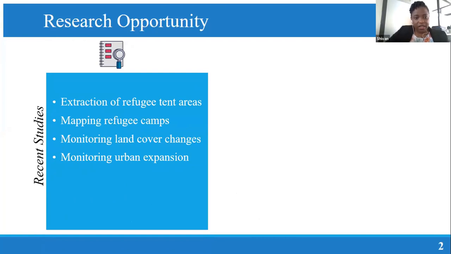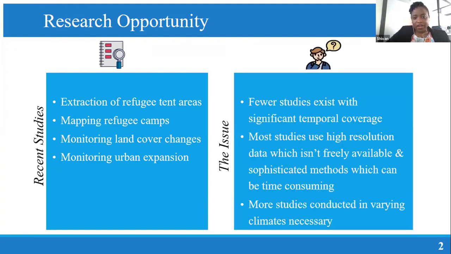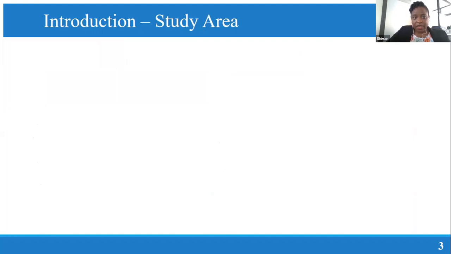From the recent studies, the areas that have been tackled include extraction of refugee tent areas using remote sensing, mapping refugee camps, monitoring land cover changes, monitoring urban expansion. And the area that we thought the research could tackle is based on these issues. One is that fewer studies exist with significant temporal coverage. And most studies use high resolution data that isn't freely available and also has a low temporal coverage. And also most studies use sophisticated methods which can be time consuming. And then we have more studies conducted in varying climates recommended from a number of these studies.